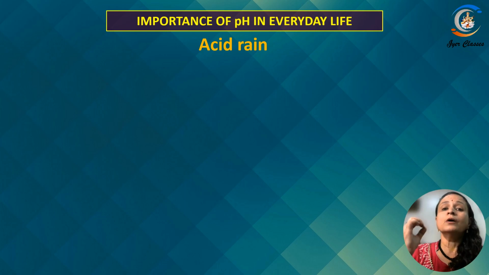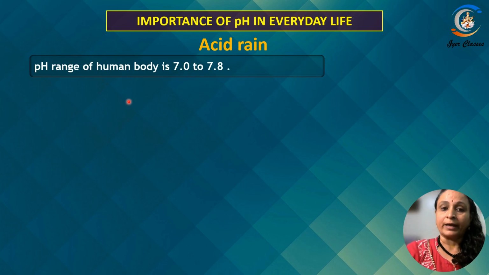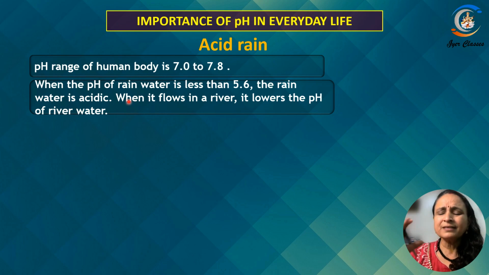Now these oxides go up in the air and get mixed with the clouds, and this mixing causes what is called acid rain. This acid rain is very, very dangerous to all the animals as well as the plants. Normally the pH of the human body is 7 to 7.8, which means it is neutral. But when rainwater becomes acid rainwater, it lowers the pH to about 5.6, which is acidic.